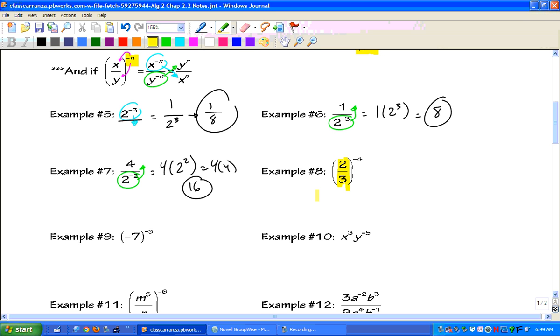Now, inside the parentheses, let's see, can you reduce anything? Which we can't. So we're going to distribute that exponent, which is 2 to the negative 4 over 3 to the negative 4. Exponent's negative, drop it like it's hot. If it's already on the bottom, bring it up to the top. Three to the fourth is 81, and 2 to the fourth is 16.